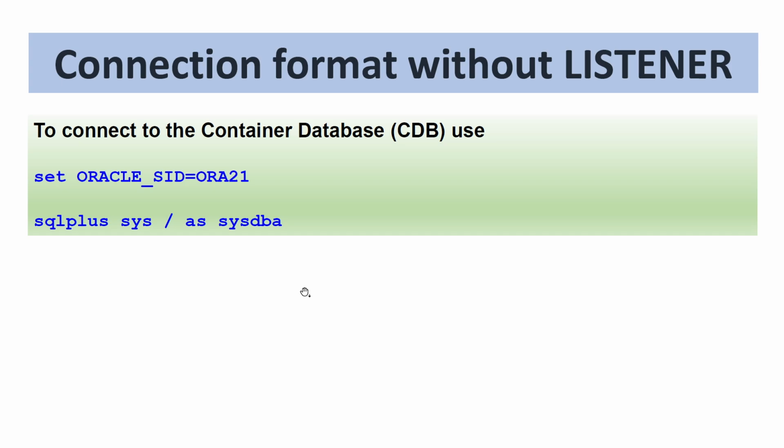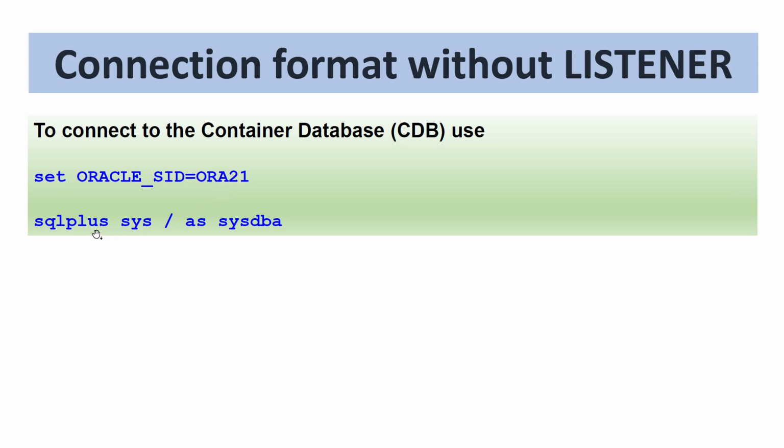Now, once your database has been created, there are multiple ways in which you can connect to your Oracle database. If you want to connect to your database locally, on the machine where you have installed the software or created the database, you can do that. You have to set the Oracle SID. This Oracle SID is the SID or instance name of the database that you have created, that you have to specify here.